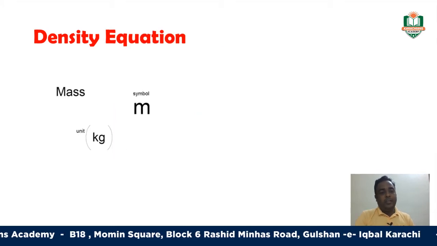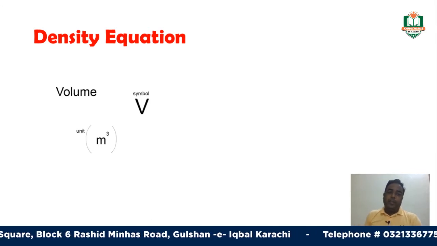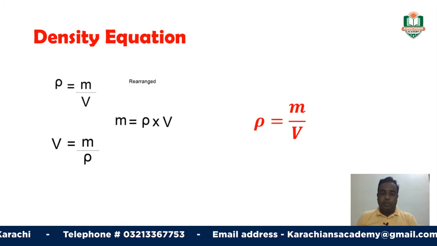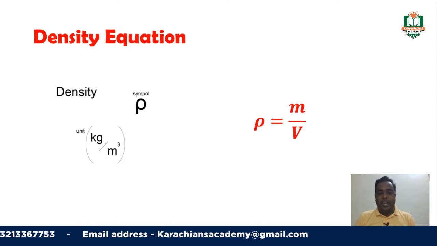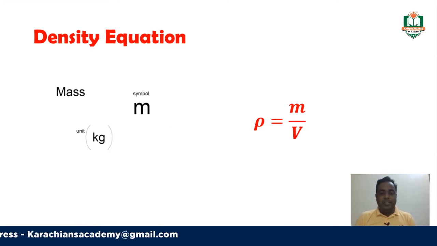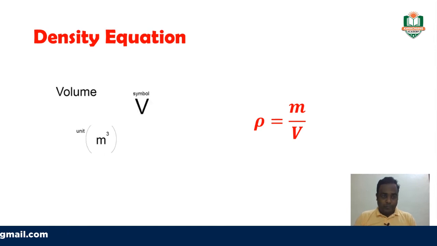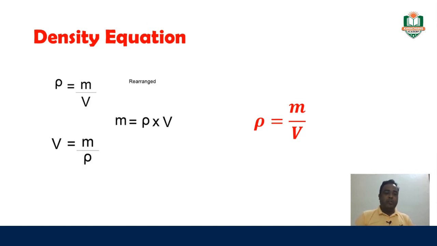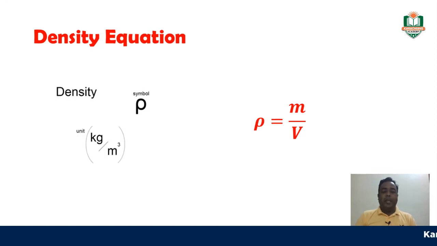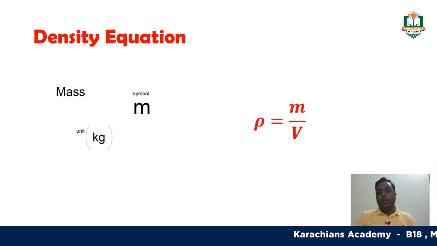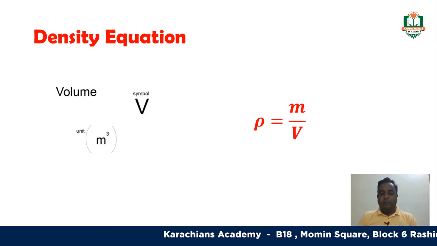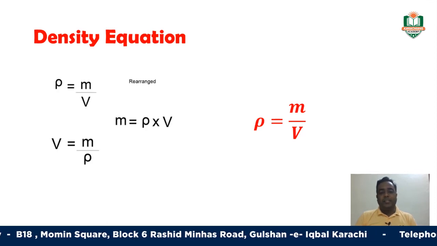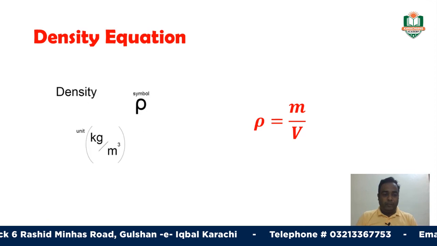So here you can see the equation for density, where the equation has been written as rho is equal to mass over volume. Here rho stands for density, m stands for mass and v stands for volume. With the help of this equation, we can easily find the value for the mass when the density and the volume are given, where we need to multiply density by volume to get the mass.